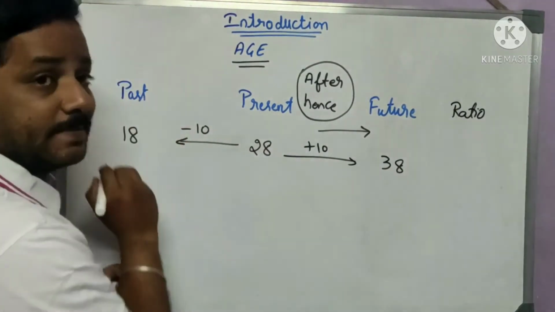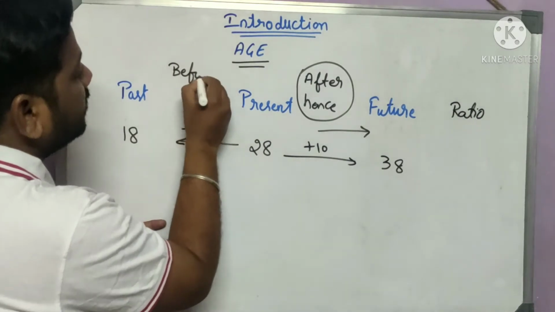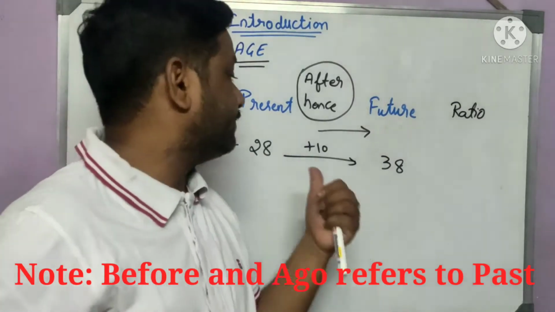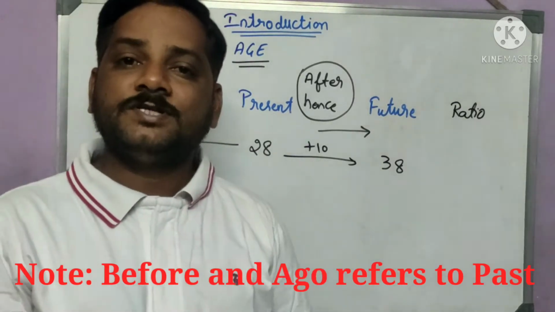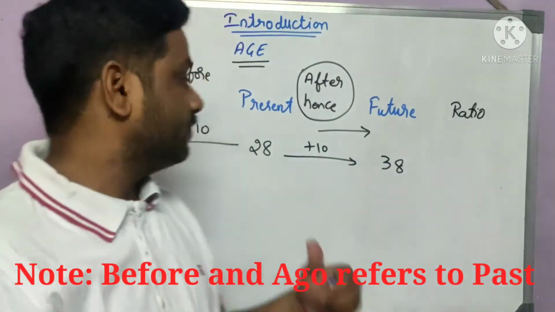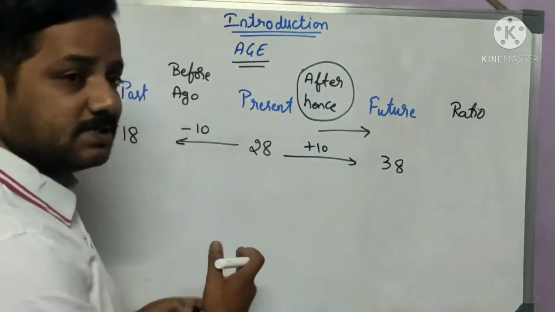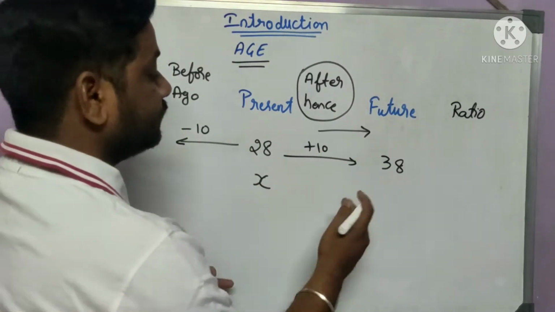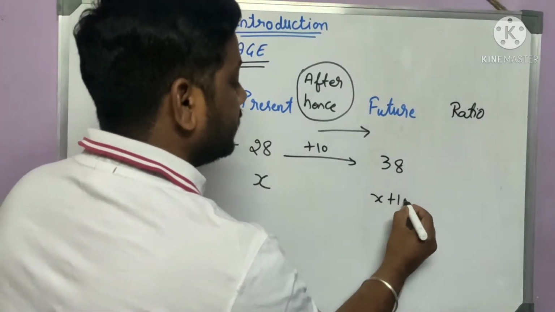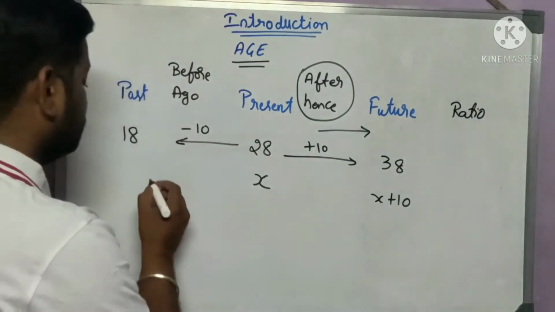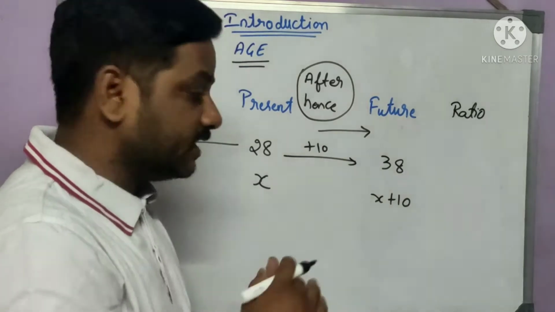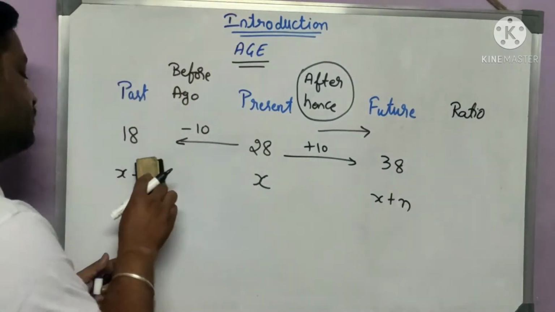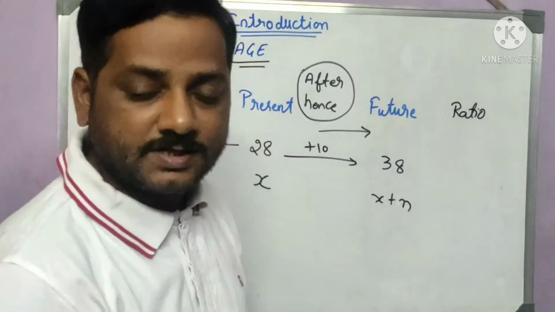The word used for the past is before, and it can also be named as ago. 10 years ago, what would be the age of a person? If the present age is 28, what would be the age of a person 10 years ago? Then it is nothing but the past. In general, if the age of a person at present is x, after 10 years what would be the age? We can write it as x plus 10. Before 10 years what would be his age? x minus 10. If we take in general after n years, then I can take x plus n, and here x minus n. So this is the basic concept here.